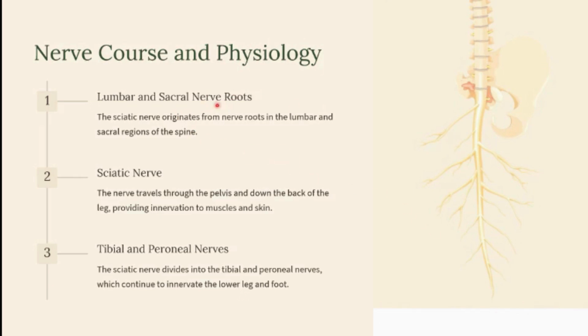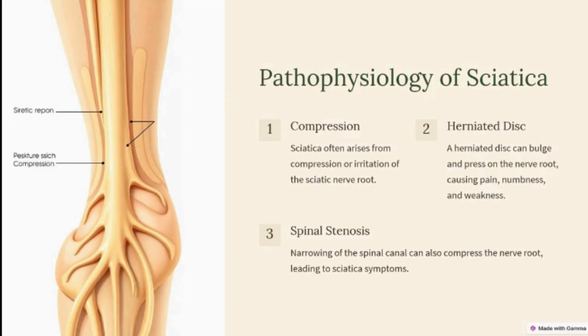So, the lumbar and sacral nerve roots. The sciatic nerve originates from nerve roots in the lumbar and sacral region of the spine. The nerve travels through the pelvis and down to the back of the leg, providing innervation to muscles and skin. The tibial and peroneal nerves. The sciatic nerve divides into the tibial and peroneal nerves, which continue to innervate the lower leg and foot. Pathophysiology.